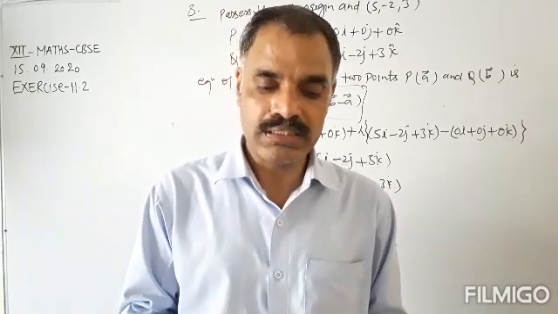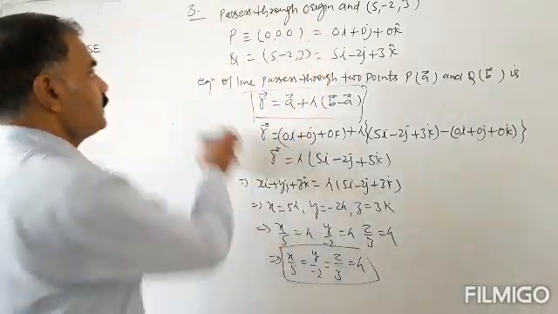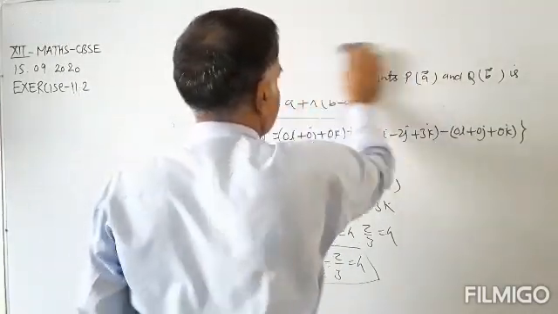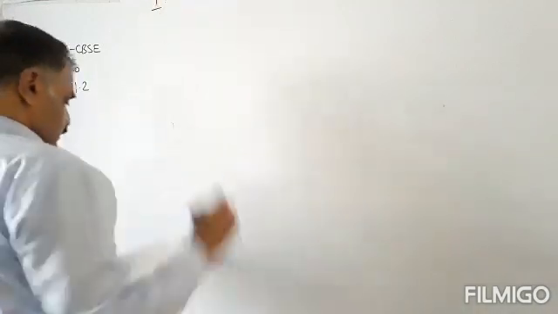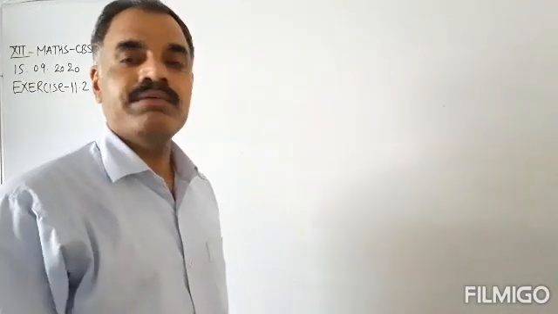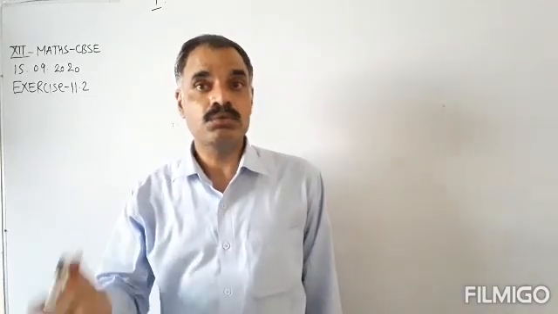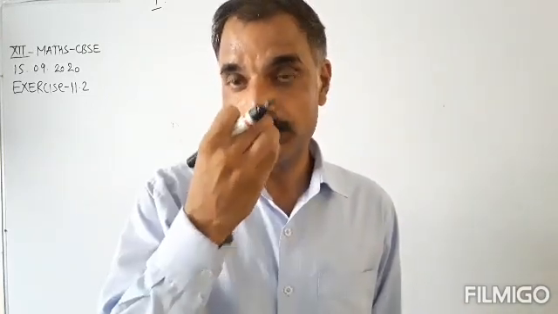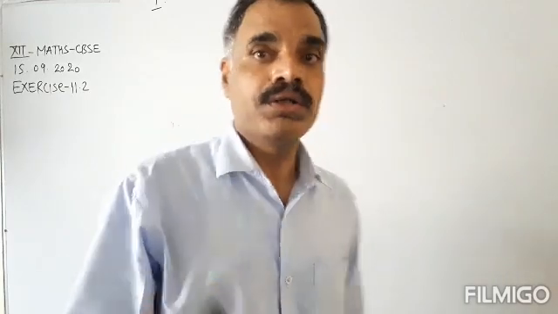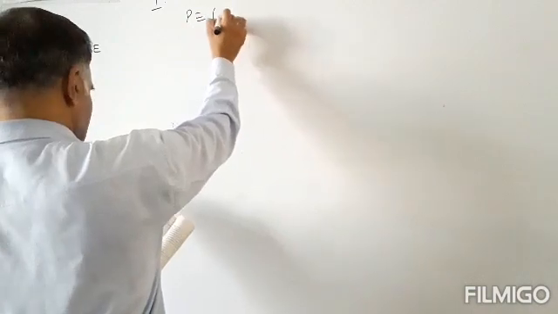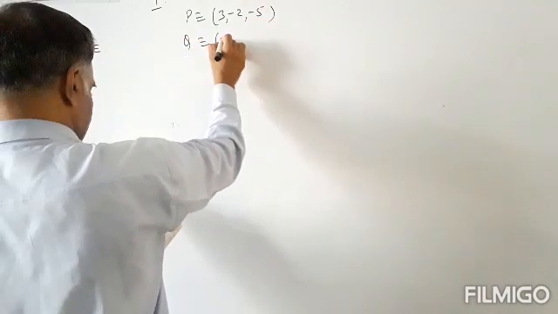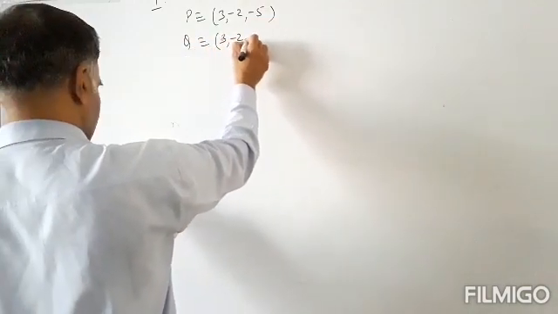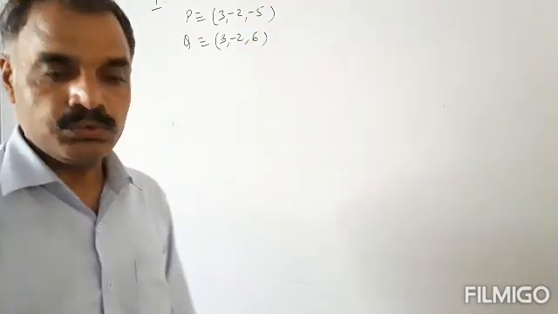11.2. Now let us take question number 9 of the exercise. We have been given: find the vector and Cartesian equation of the line passing through 2 points P and Q. The coordinates of point P are 3, minus 2, minus 5, and Q is given as 3, minus 2, 6. So these are the 2 points we have been given.